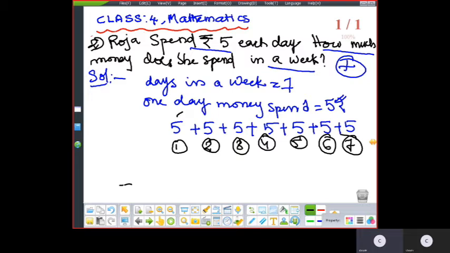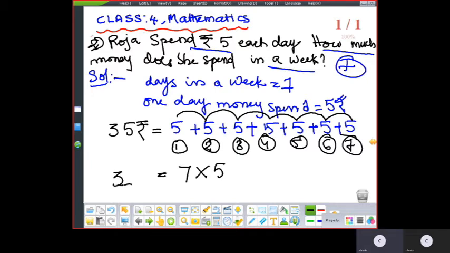So 5 plus 5 is 10, 10 plus 5 is 15, 15 plus 5 is 20, 20 plus 5 is 25, 25 plus 5 is 30, 30 plus 5 is 35. So how much is she spending in a week? 35 rupees. Understood, children? So like this, you can even do 7 into 5.